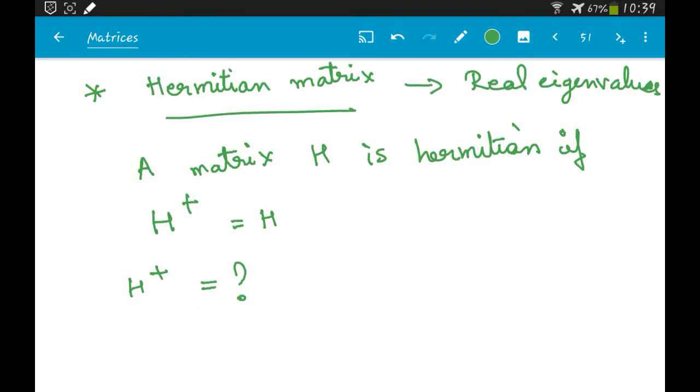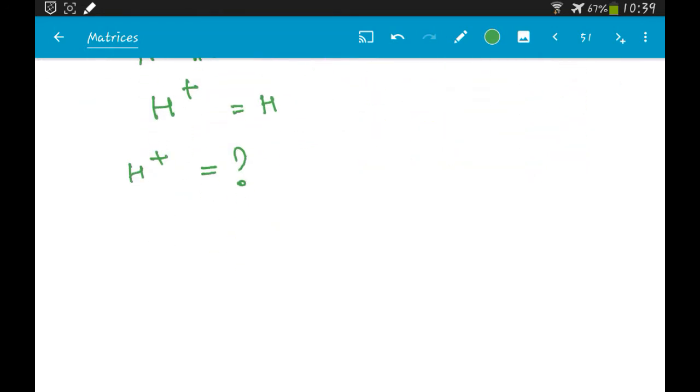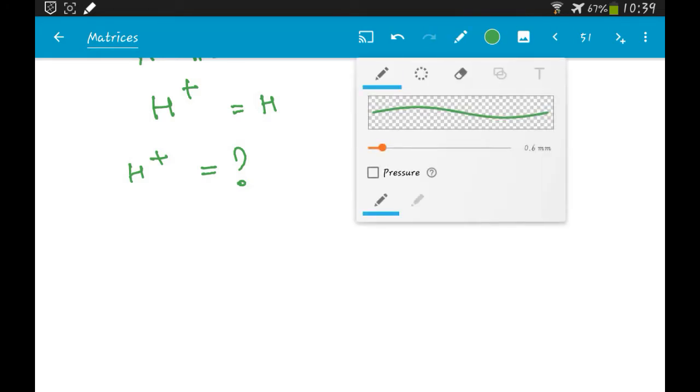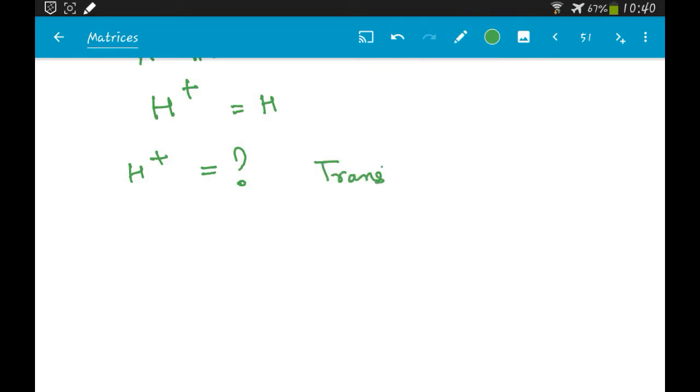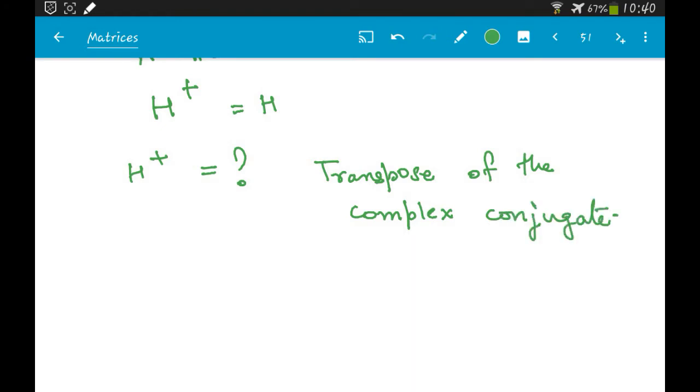So H dagger is nothing but the transpose of the complex conjugate. So if the transpose of the complex conjugate, H dagger, is equal to the original matrix, then we call that matrix a Hermitian matrix. So this is the condition.